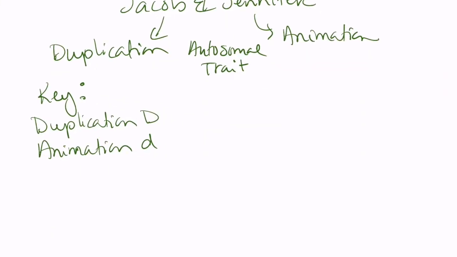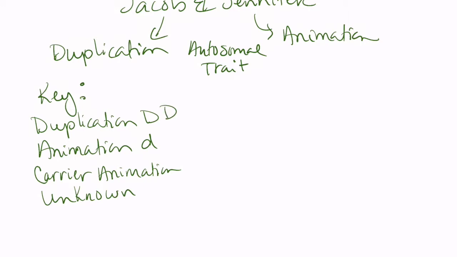Okay, so let's finish our key. So you could be a carrier of animation. You could be unknown. And our genotypes would be, if you express duplication, you're homozygous dominant. If you have animation, you're homozygous recessive. If you're a carrier of animation, it's the same as saying heterozygous. And unknown, we just leave the genotype blank.